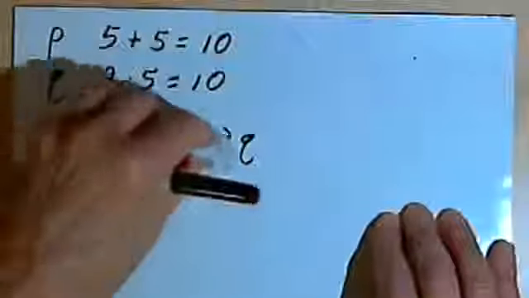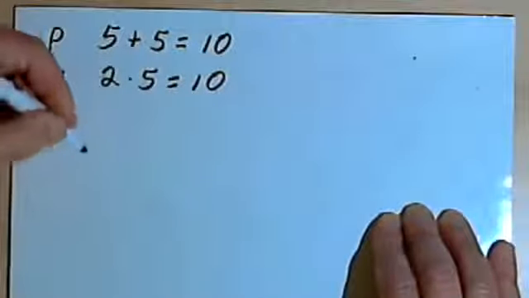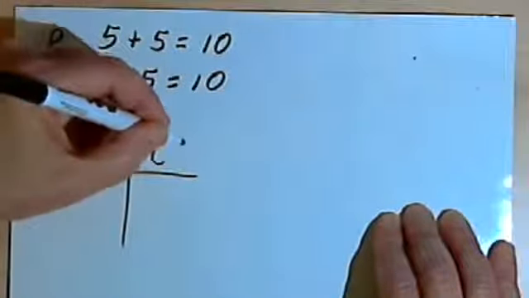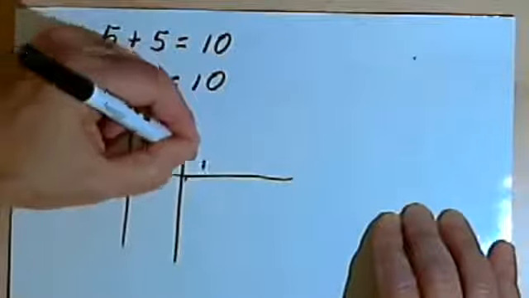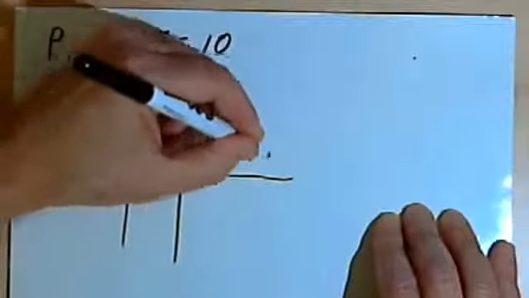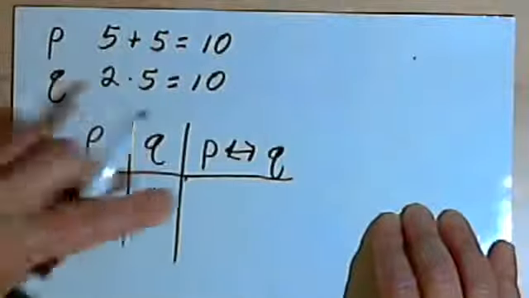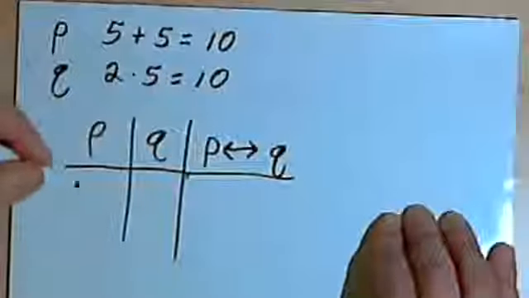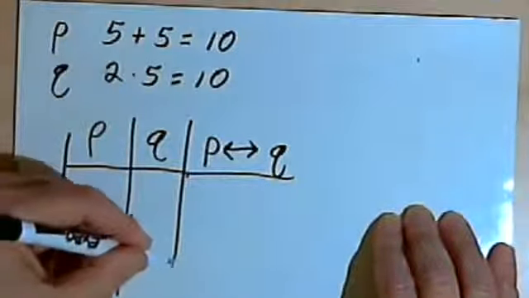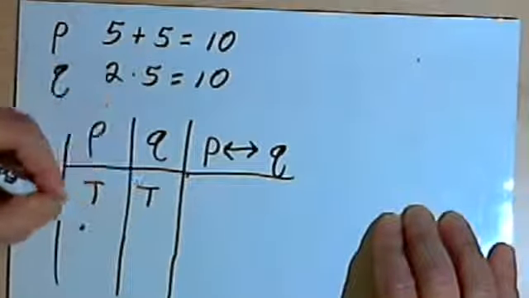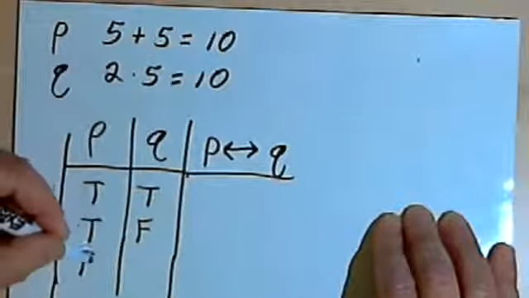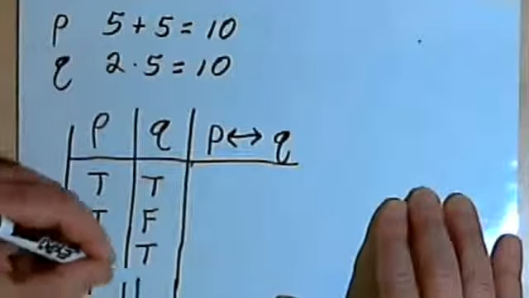And here's what the truth table for this looks like. So we'll have the values for P, the values for Q, and the values for P if and only if Q. Let me fix that symbol so it looks a little better. Okay, so once again, P and Q might both be true, or P might be true and Q might be false. P could be false, Q could be true. And my last option would be that they're both false.